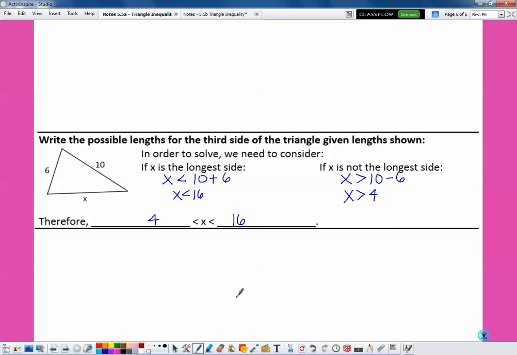We always list the smaller number first and the bigger number second with the x in between, because it can be anything between 4 and 16. Go ahead and fill in your summary summarizing what you learned today about how side lengths and angle measures are related in a triangle. That's all for today. See you.